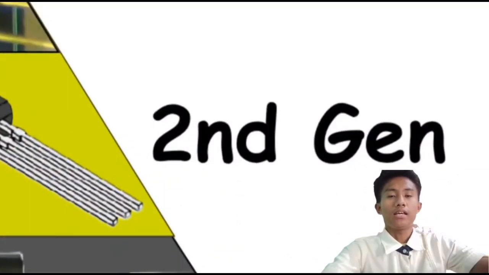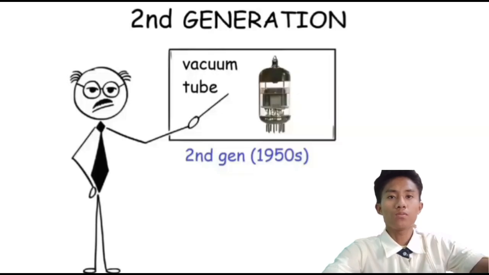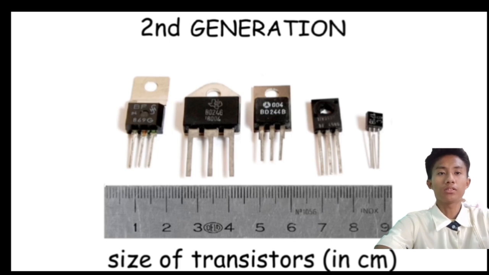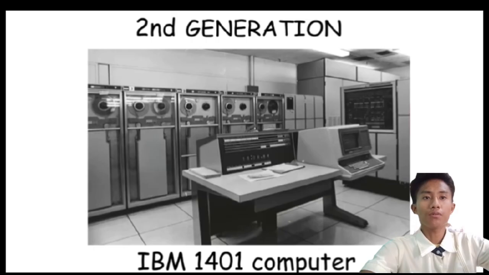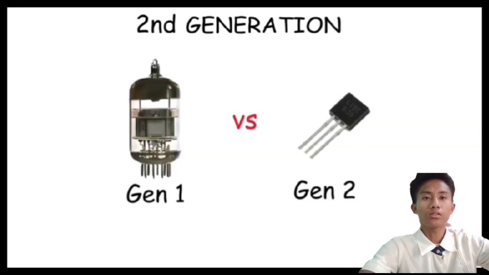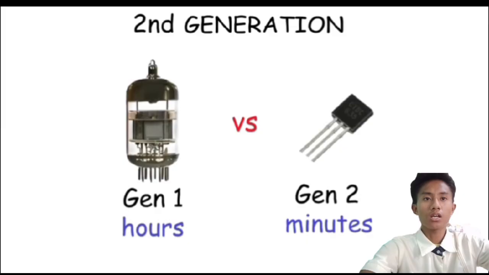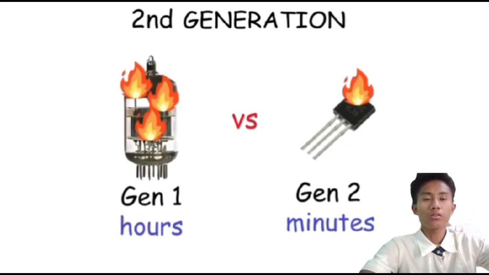Second generation. In the second generation, vacuum tubes were replaced by transistors, which have the same functions as vacuum tubes. But transistors were better because they were smaller, which made computers smaller and cheaper as well. Also, transistors were faster, so if you needed 1 hour of calculation with first generation computers, you only need minutes with second generation computers. And it could operate longer since it doesn't generate as much heat as vacuum tubes, so it's less prone to overheating.